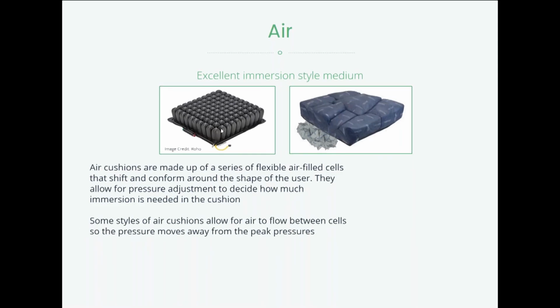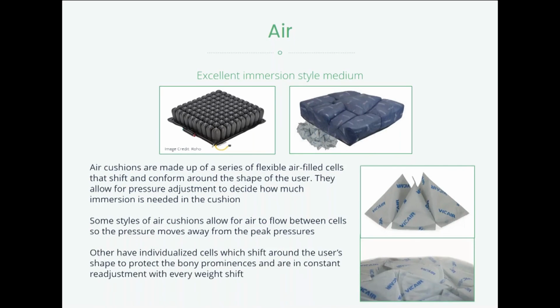And such as this one, some styles of air cushions allow flow between air cells. So the pressure moves away from the peak pressure. So when you sit someone on a cushion like this one, they sit on and the air will go away from under the bony prominence and go to other air cells around to kind of protect that bony prominence from having any upward pressure from the seat surface.